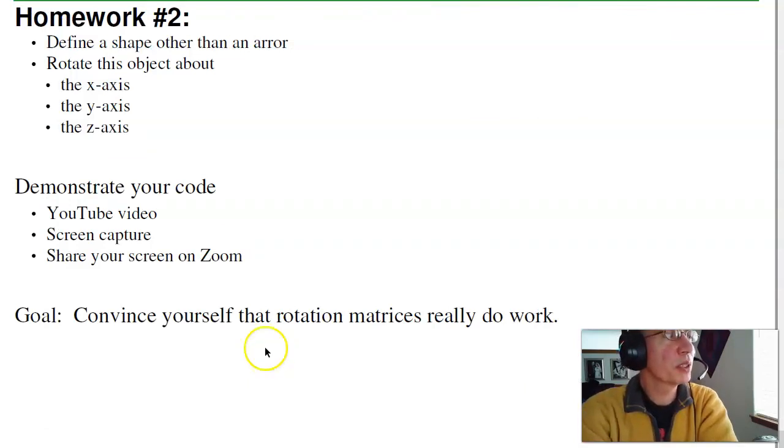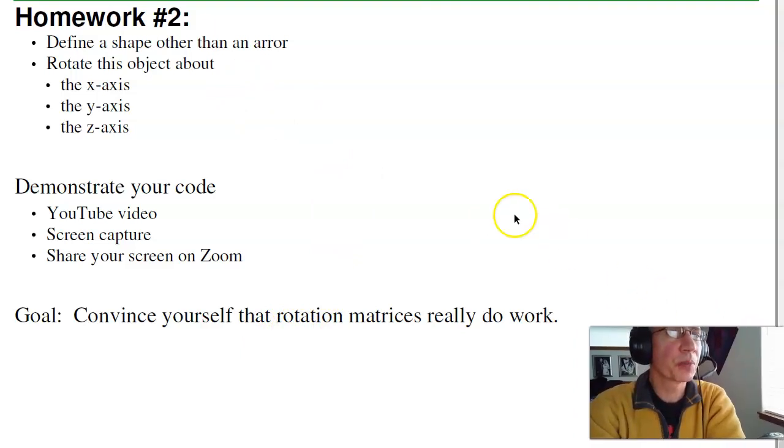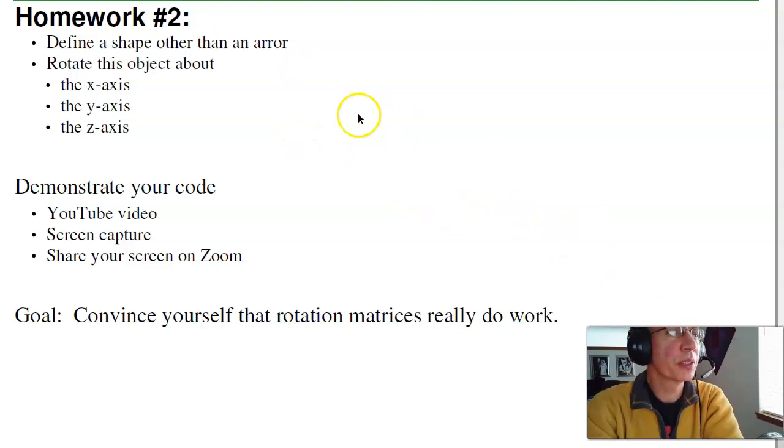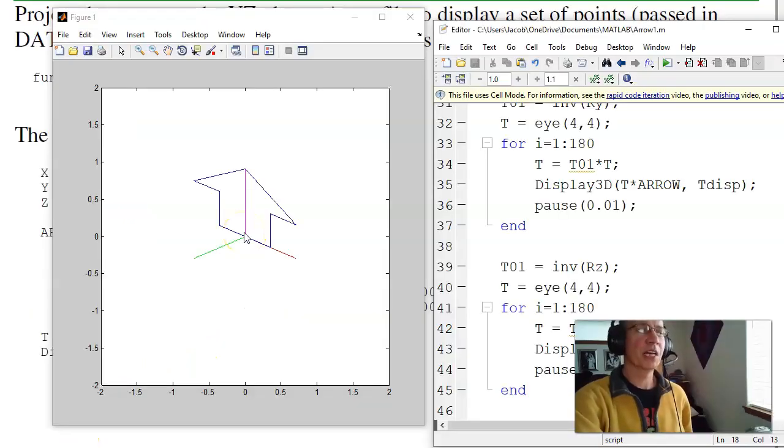Homework set number 2 is basically trying to convince you that rotation matrices really do work. So it's pick a shape other than an arrow, specify the XYZ coordinates of it, and get it to draw on the screen. Now rotate that object about the x-axis, y-axis, and z-axis, the same way I did that with the arrow, and demonstrate that your code works. You can use the YouTube video, screen capture, share your screen on Zoom, however you want to submit your homework. The main goal is convince yourself that rotation matrices really do work. For now, let's just get the rotation matrices working.